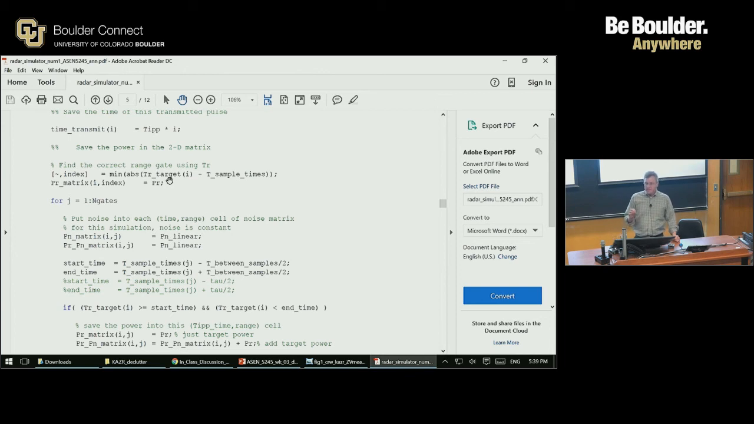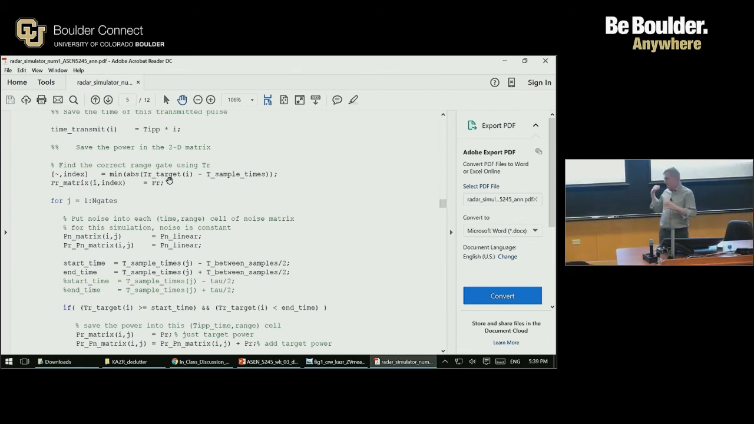Yep. And that's a little bit where there's a disconnect, but we know where the target is and we're going to assign it to a radar bin. The radar doesn't know. It's just collecting time, and if there's something there, it returns the power. So this is the synthesis portion.